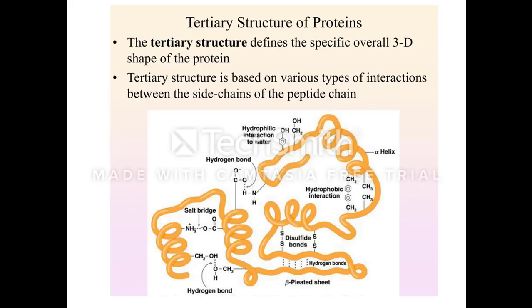Next, we'll move on to the tertiary structure of protein. The tertiary structure defines the specific overall 3D shape of the protein. It is based on various types of interactions between the side chains of the polypeptide chain. This tertiary structure involves folding of the helices of the globular proteins. It refers to the spatial arrangement of amino acids that are far apart from one another in the linear sequence, and to the pattern of disulfide bonds.